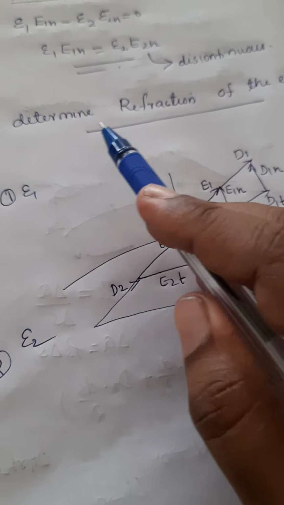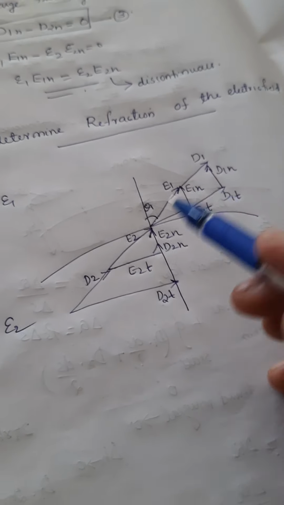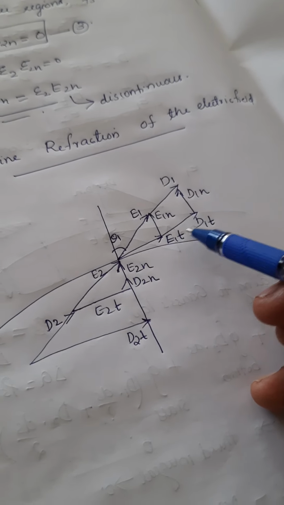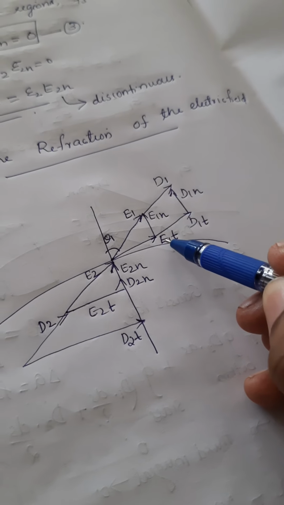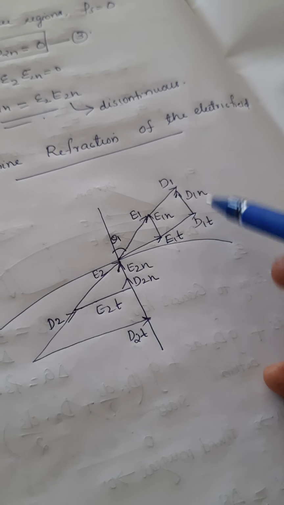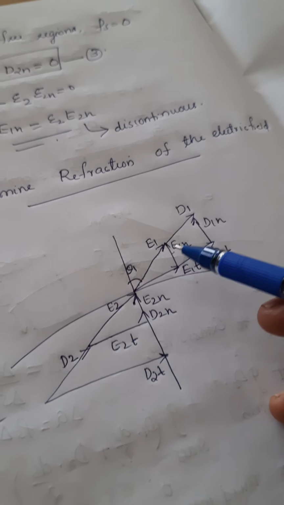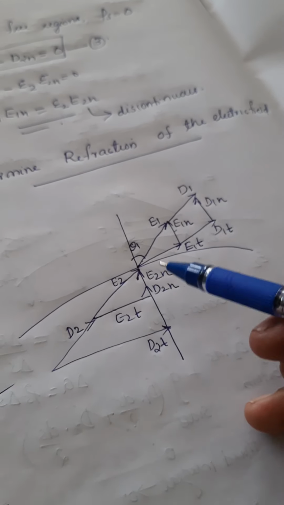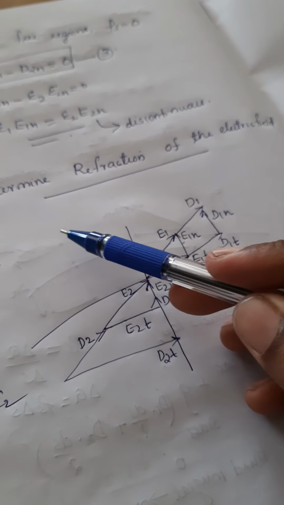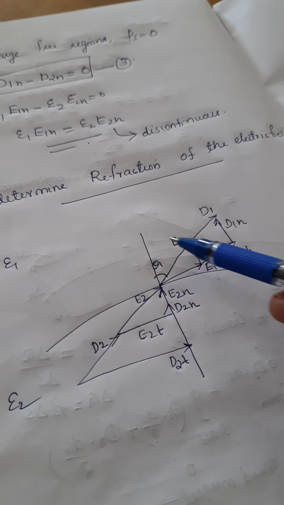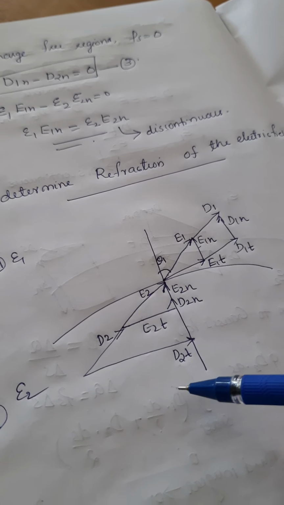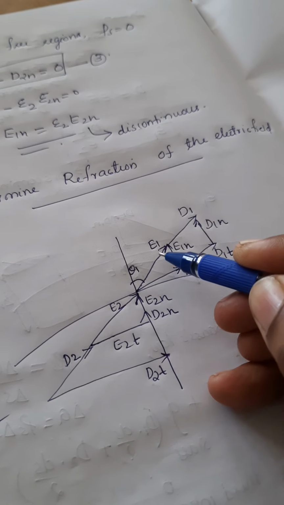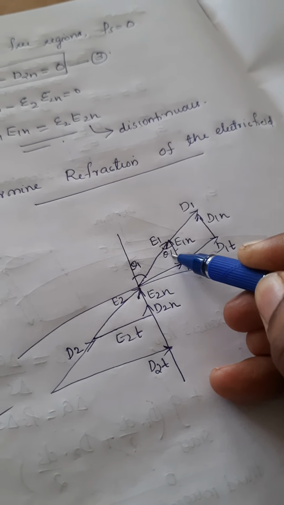Now, in order to find the refraction of the electric field, consider the same figure. Here E1t and D1t are the tangential components of the electric field and flux density. E1n and D1n show the normal components of the electric field intensity and electric flux density in the two sides. 1 represents the first media and 2 represents the second media, and theta 1 is shown here. And if this is theta 1, we know that this angle is also theta 1.